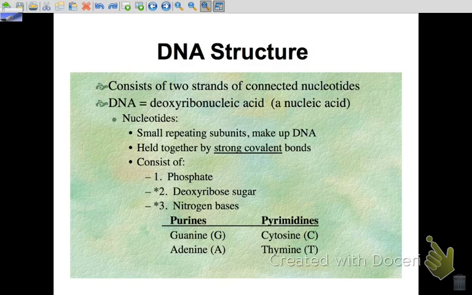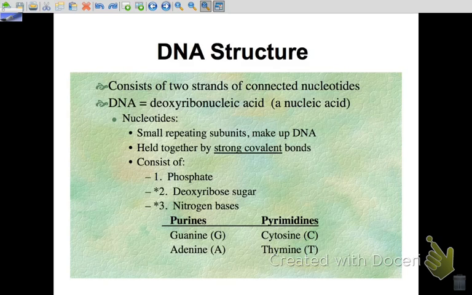You have the asterisk there in front of the sugar and the base because this is what's different between DNA and RNA. Phosphate is the same regardless if it's in a DNA structure or an RNA structure. Deoxyribose sugar is not found in RNA. Ribose sugar is found in RNA. And of the nitrogen bases, 3 of the 4 are found in RNA. Guanine, adenine, and cytosine are found in both. Thymine is not in RNA. Thymine is only found in DNA. And that is what DNA is made of.